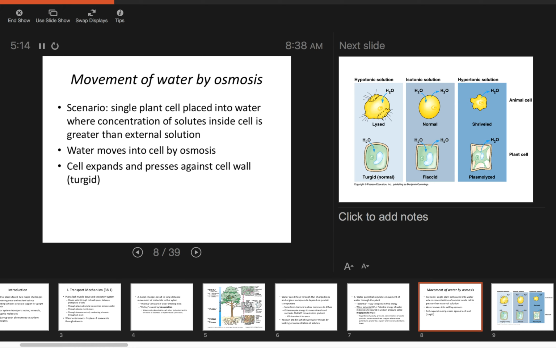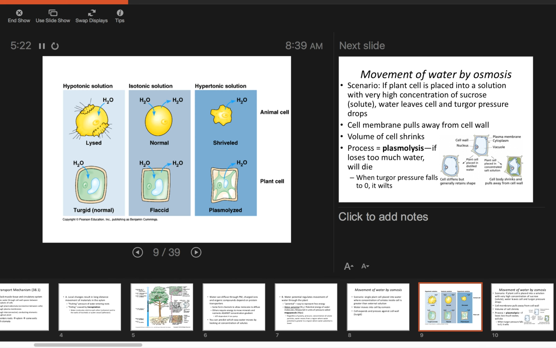So when water moves inside a cell, the cell will expand. We have water that presses up against the cell wall. We tend to call this state turgid. So I have a diagram that shows this. Water enters the plant cell, but because of the cell wall, it doesn't explode. So this is turgid. We have pressure keeping it very rigid and sturdy.